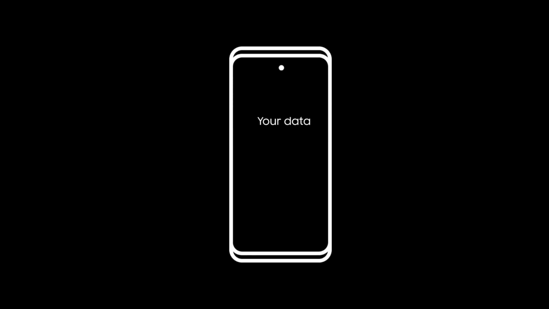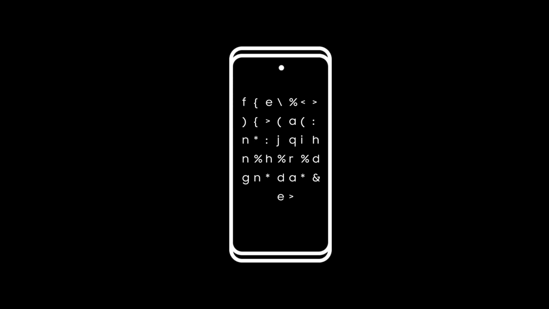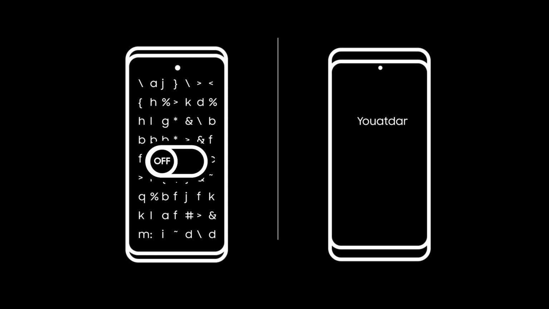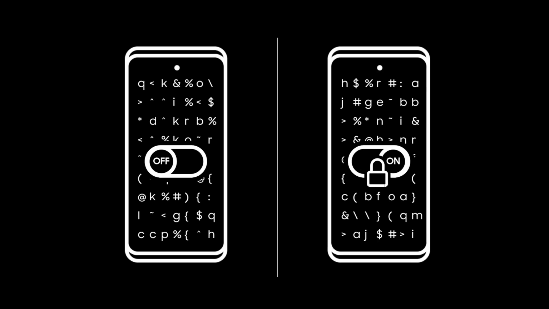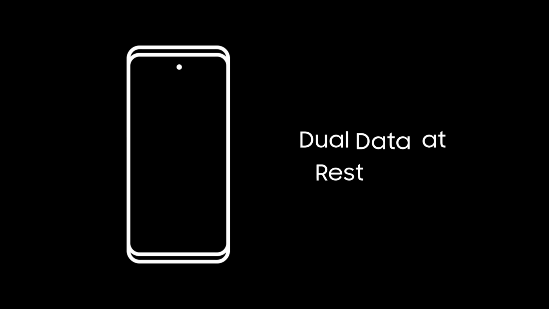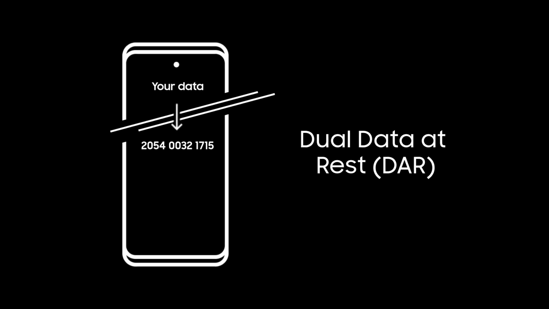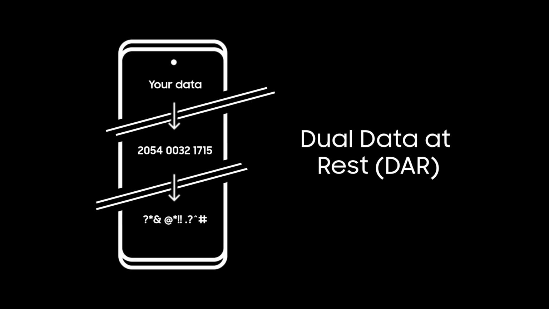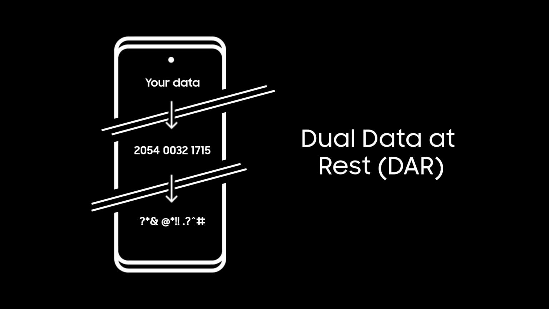Truly robust data protection demands the ability to secure data at rest and in transit. KPE protects data at rest by encrypting it not only when a device is powered off, but also when it is powered on but locked. KPE with dual data at rest, or dual DAR, adds two separate layers of encryption to enable the devices to be used in classified deployments.